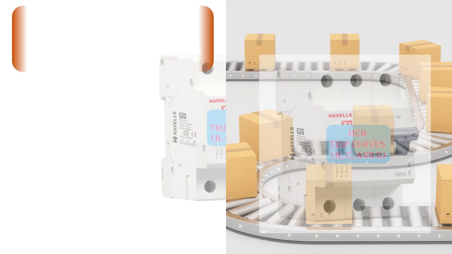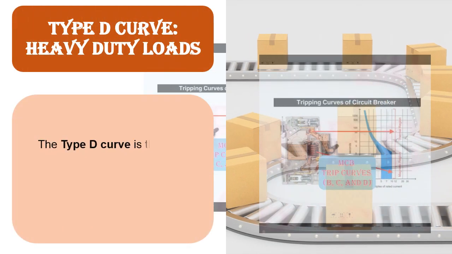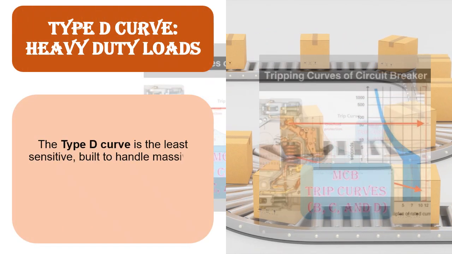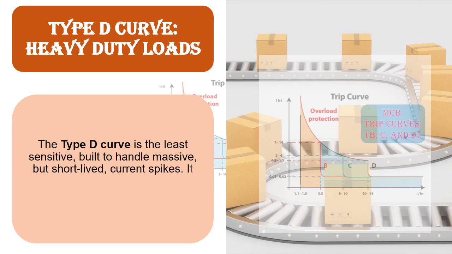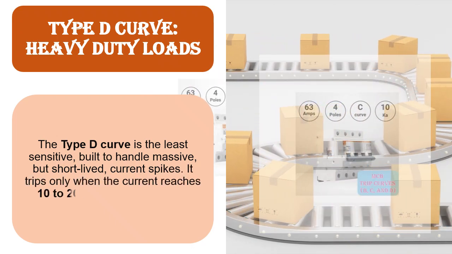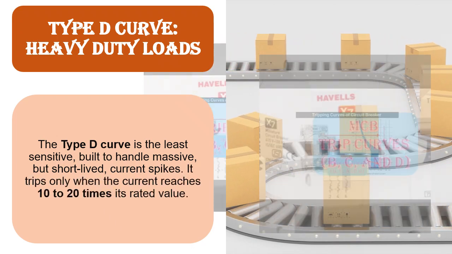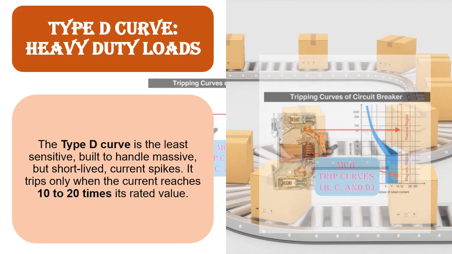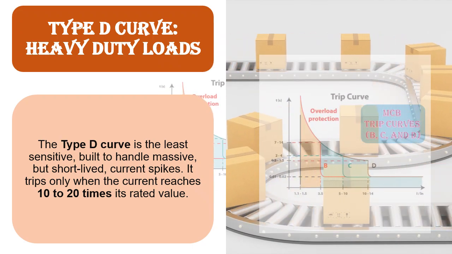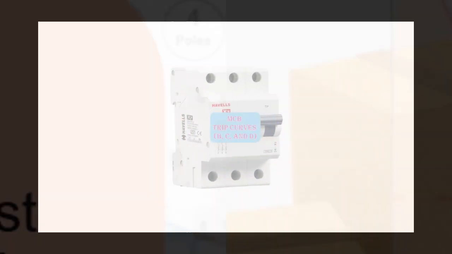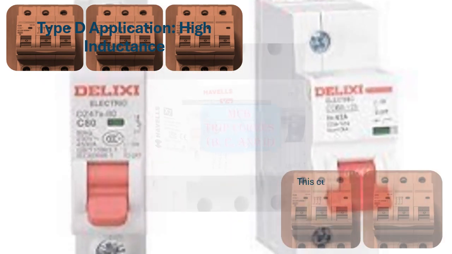Type D curve, heavy-duty loads. The Type D curve is the least sensitive, built to handle massive, but short-lived, current spikes. It trips only when the current reaches 10 to 20 times its rated value. Type D application, high inductance.